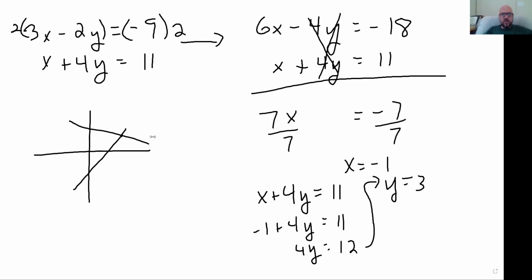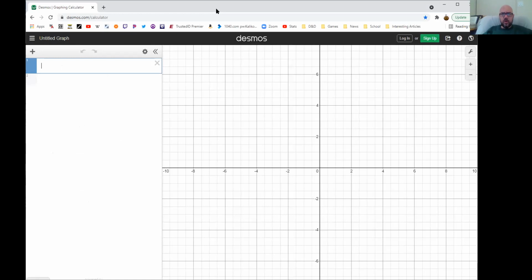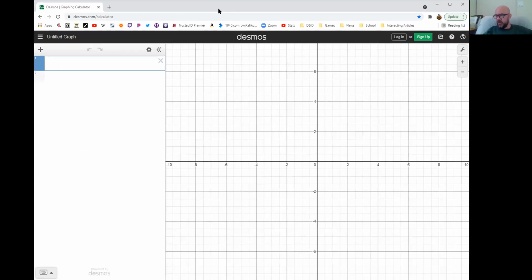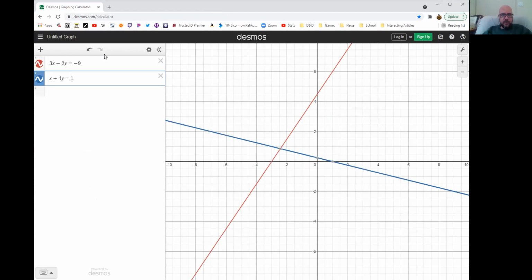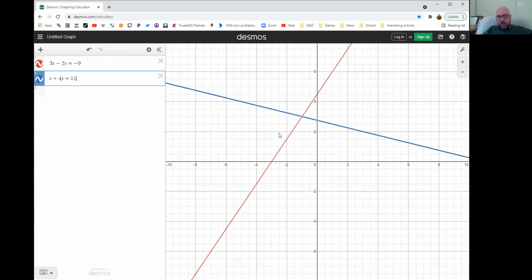Desmos. So my two equations were things that I have forgotten. 3x minus 2y equals -9. That's one of them. And then the other one was x plus 4y equals 11. And you can see Desmos actually conveniently finds the point for you automatically. And it's -1, 3, exactly like we said. So I've got my two lines there, and that was the intersection point. That's the one that we say is a solution.